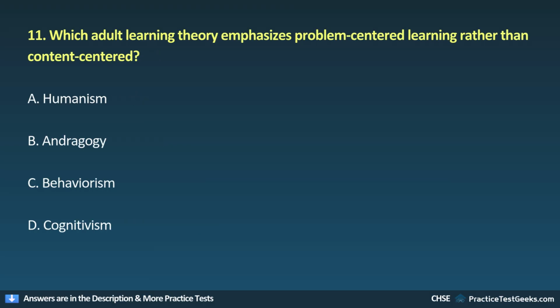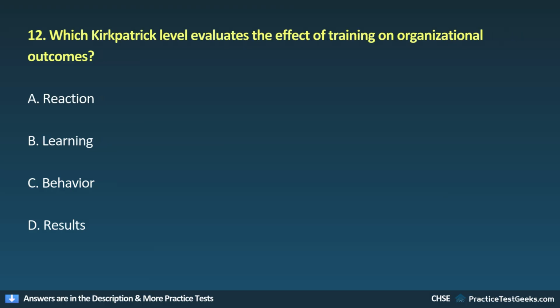11. Which adult learning theory emphasizes problem-centered learning rather than content-centered? A. Humanism. B. Andragogy. C. Behaviorism. D. Cognitivism.